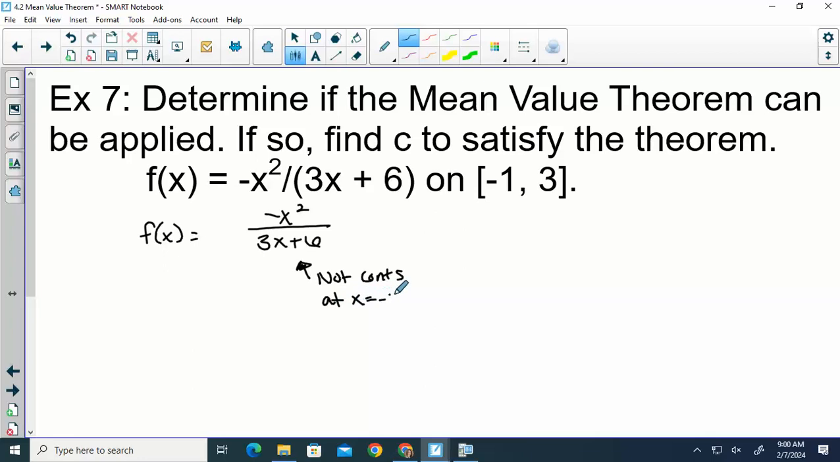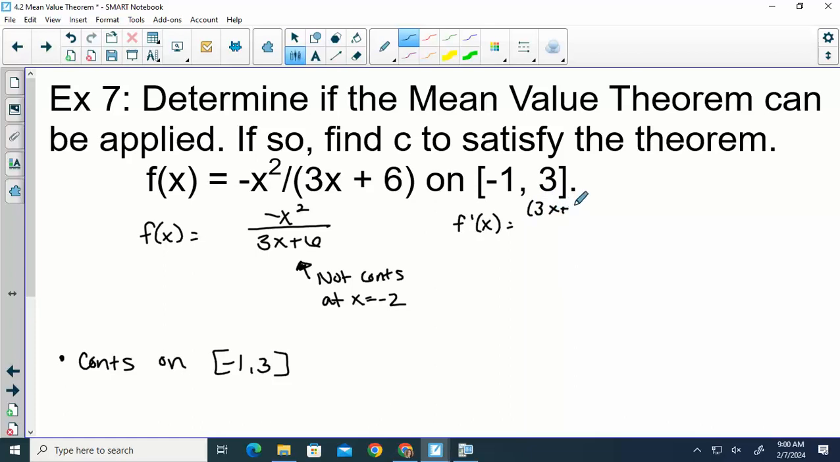At -2. Is that in my interval? No, so we don't have to worry about that. So our first condition, it is continuous on the closed interval. Second thing, to check if it's differentiable, what should we do? Derivative. Okay, we have to do quotient rule.